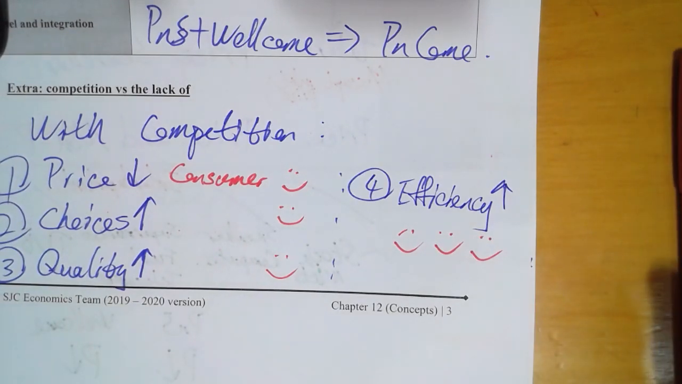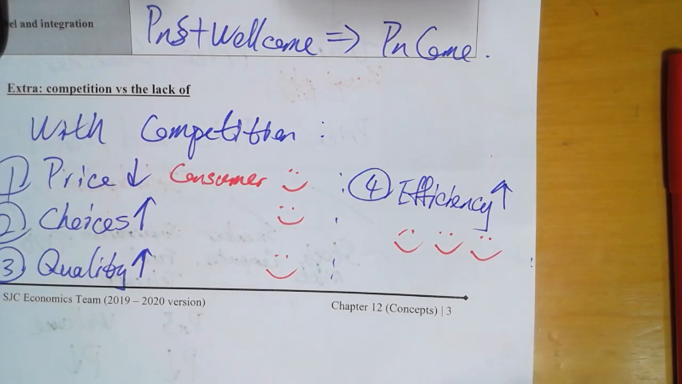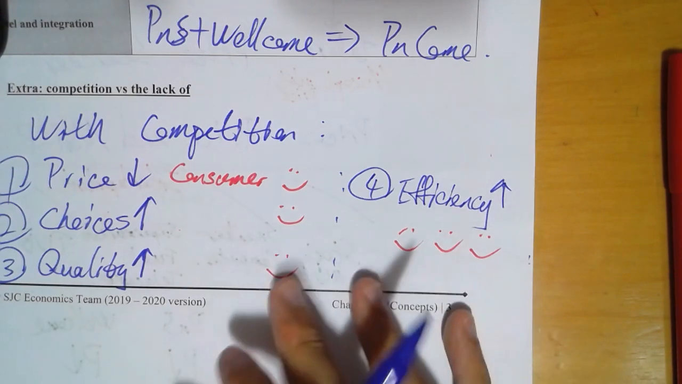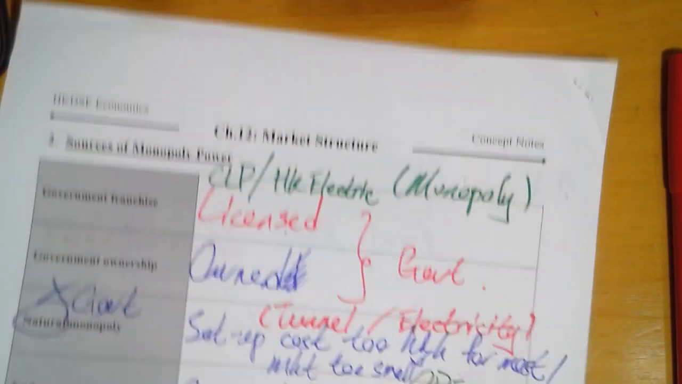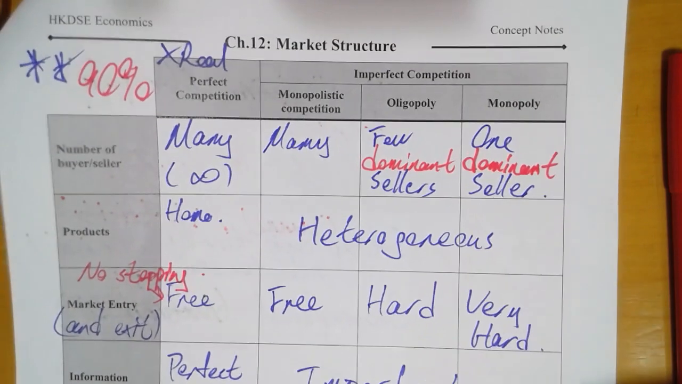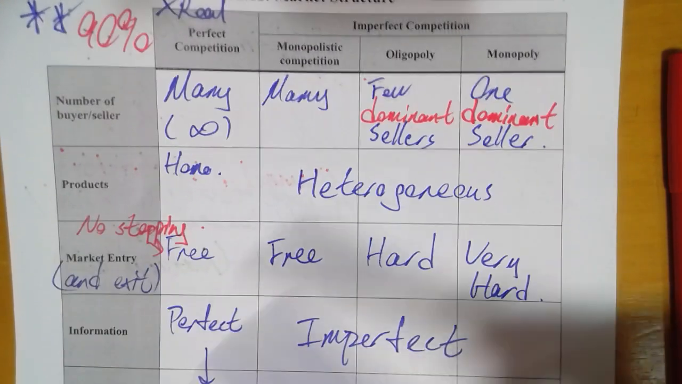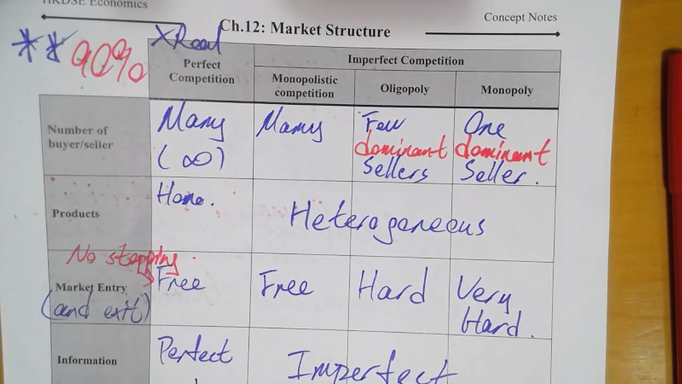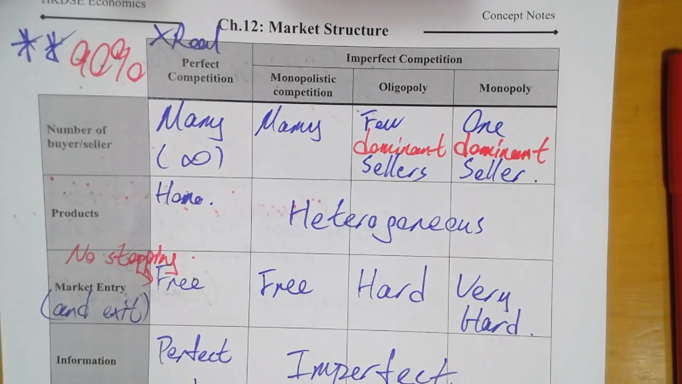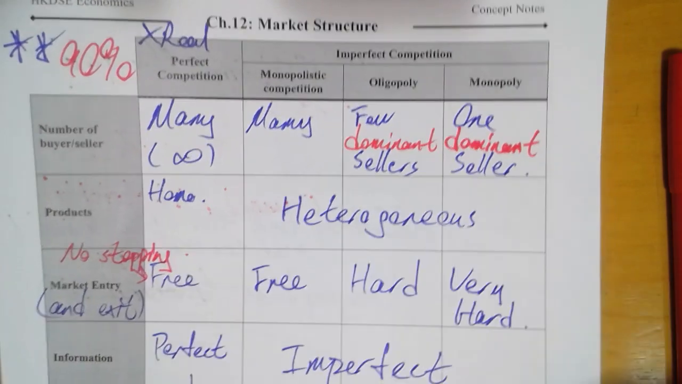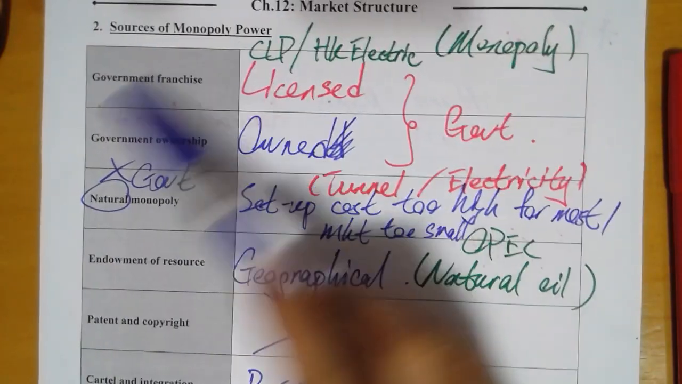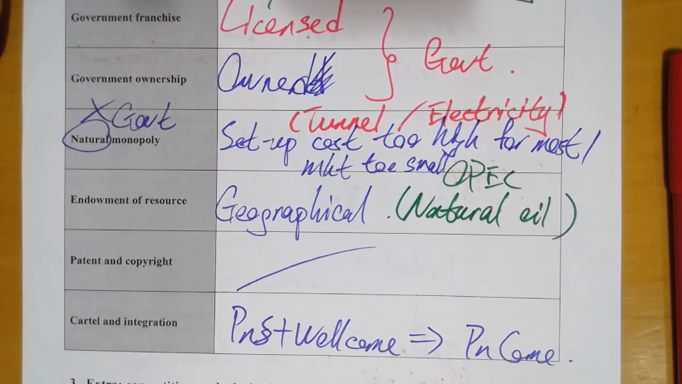Alright, 得唔得啊？ So this is chapter 12 in essence. Again, do not waste too much time revising this chapter. This is an easy and short chapter. Spend most of the time doing this table, and by most of the time I mean maybe less than an hour. Once you know this table, you know 90% of the chapter. And finally, just have a very quick look at the sources of monopoly power.